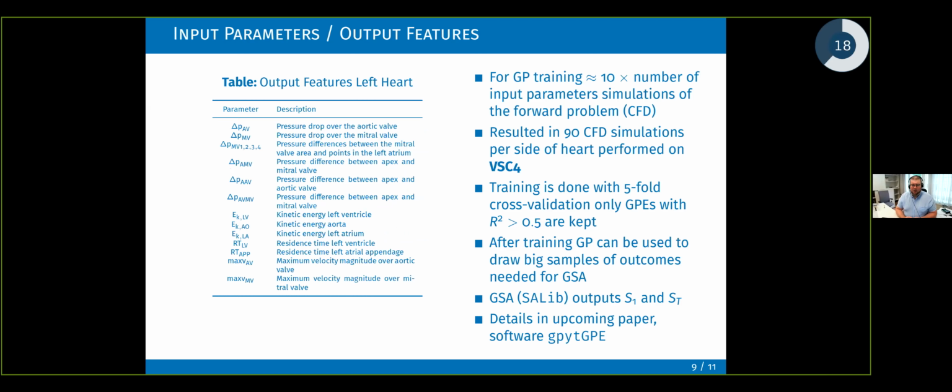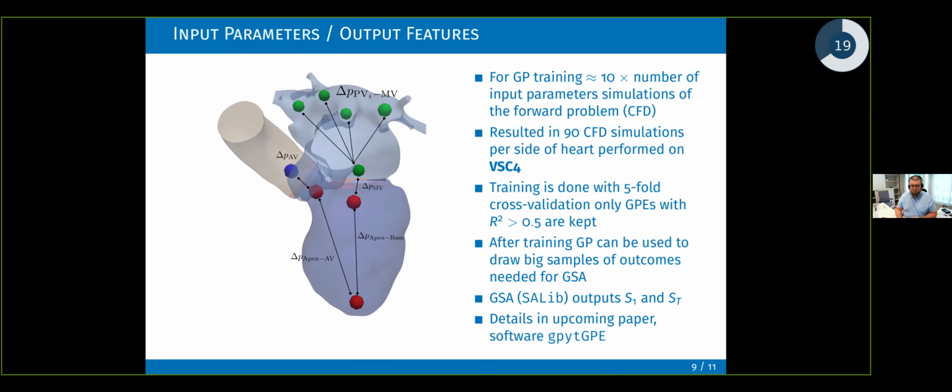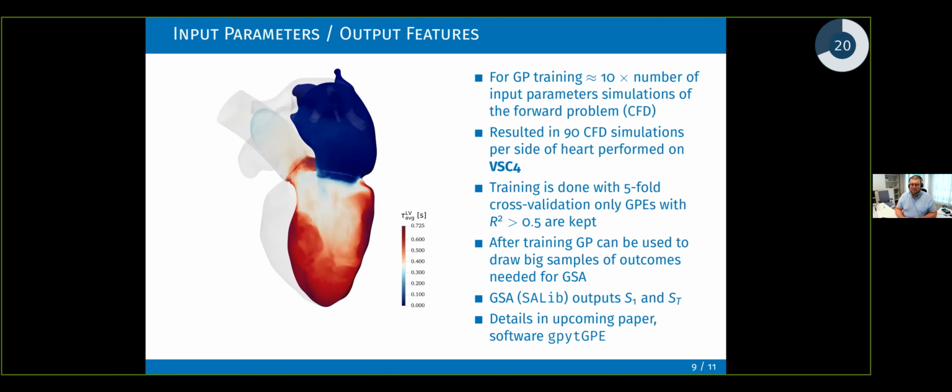And these are the output values we compare, this is the left heart. We use some pressure differences, some kinetic energies, also residence times in certain compartments. What I mean by pressure differences, you see here with these balls, these are temporal means over these balls. And the residence times we calculate by a continuous approach, modeling a convection diffusion equation for the residence time, which we solve with the flux corrected transport algorithm.